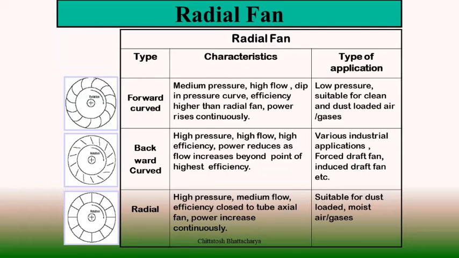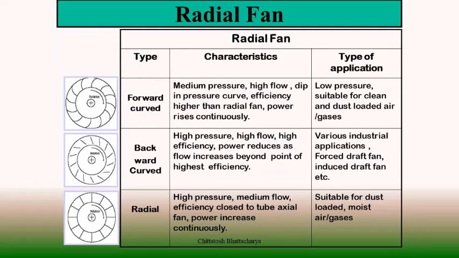Exhauster fans are used for suction type milling systems, which are handling coal air mixture. They suck the coal air mixture from the milling system and pulverizer and send it through the coal carrier pipe to the furnace through the burners. So these are the types of blading arrangement in radial fans, and they are suitably utilized according to the requirement.